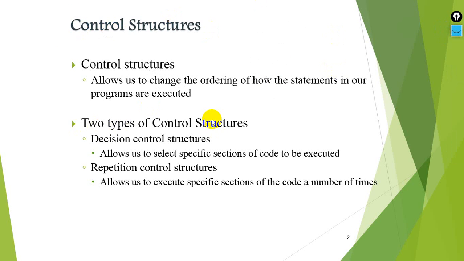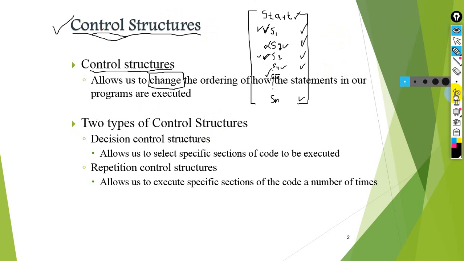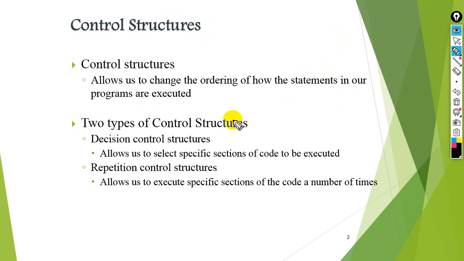Control structures have types. So here we can say control structure has types. One is the decision control structure and one is the repetition control structure.